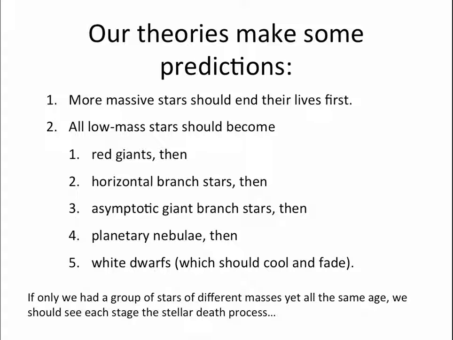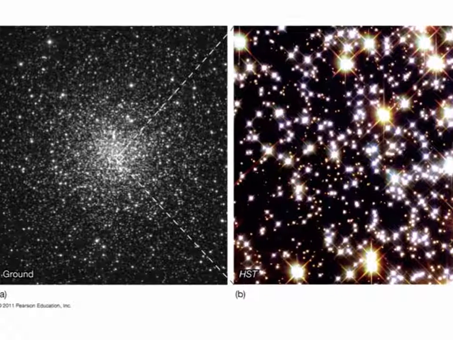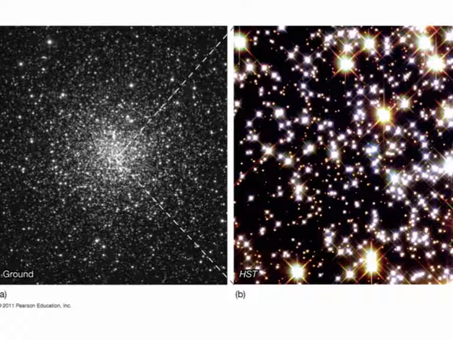These are the star clusters we talked about back in Minilecture 2. Let's look at a globular star cluster. Globular star clusters are old enough, they're 10 to 13 billion years old, so they're old enough that sun-like stars are ending their lives, and they have hundreds of thousands or even millions of stars, so we should be able to see all stages of the life cycle.